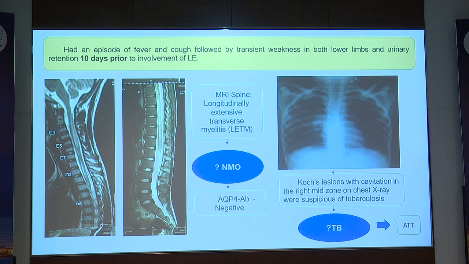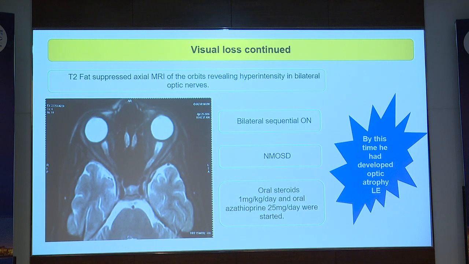and thus the patient was suspected to have tubercular optic neuritis as well. Other investigations were normal. The acute phase reactants like ESR were raised, and CSF had pleocytosis also. So we treated the patient as tubercular optic neuritis and started anti-tubercular treatment. But the vision loss continued.